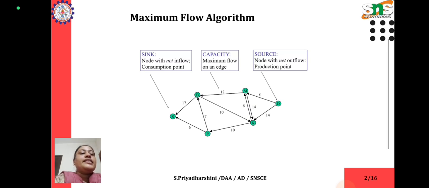So let us see with an example. Here D is acting as the source node, and it goes from D to the sink node, or the destination node.